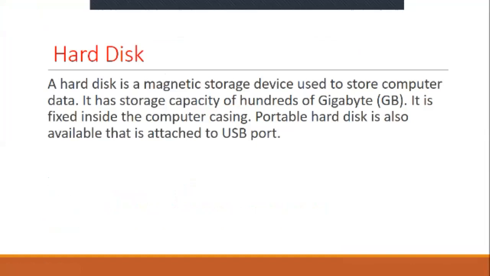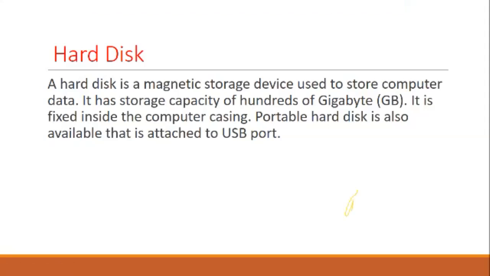What is a hard disk? It is basically a storage device that can store data. The storage capacity of a hard disk is hundreds of gigabytes, GB. Capital G stands for giga and B stands for byte. Simply, it is a magnetic storage device which is used to store the data in the computer.